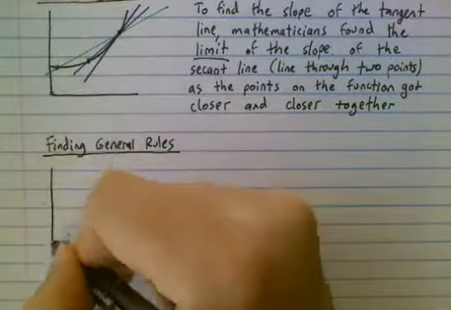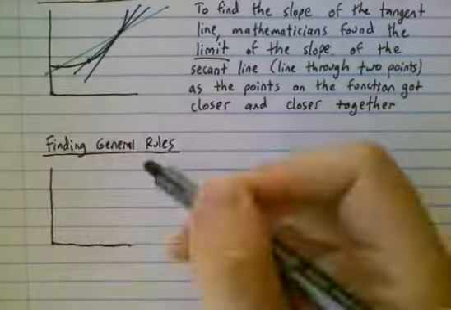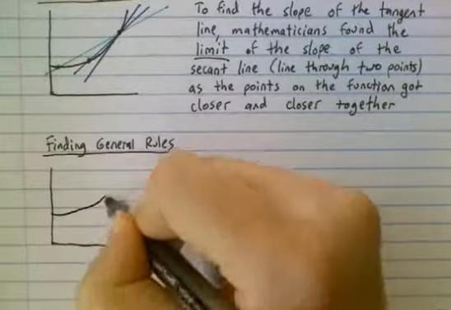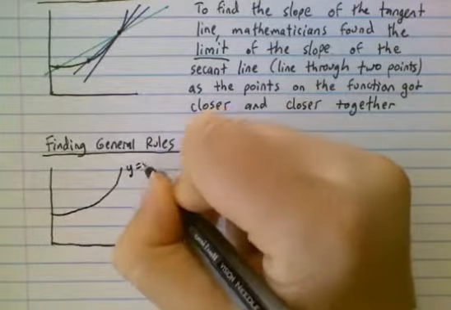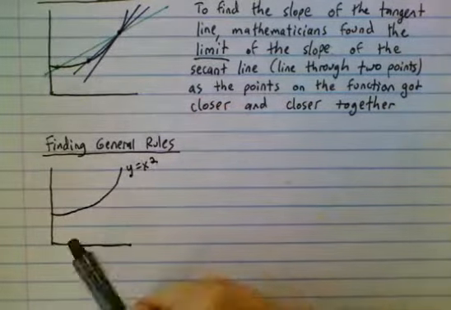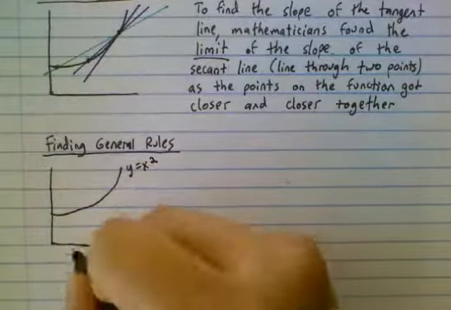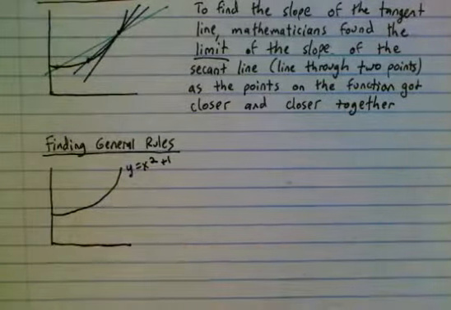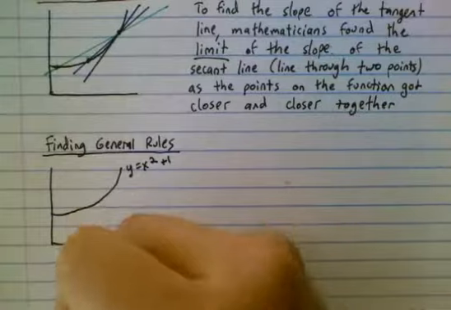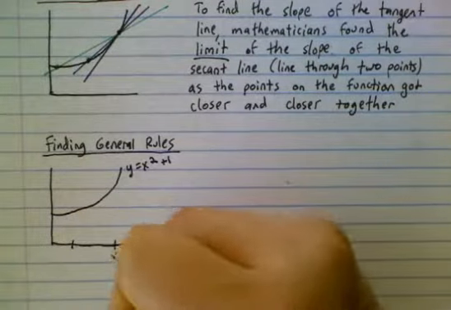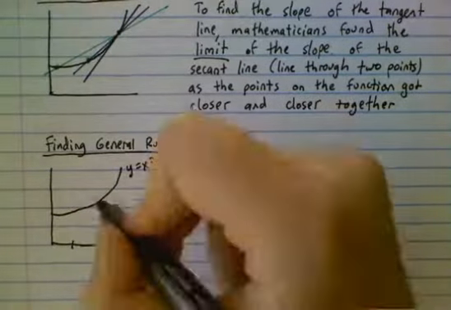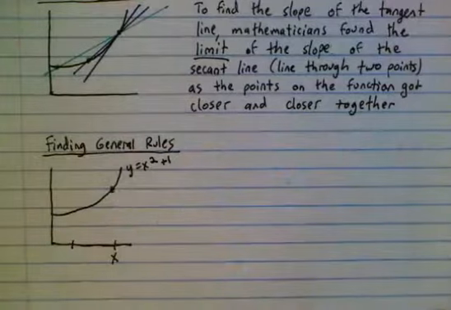So let's say that we have a function. Let's say this function is y equals x squared. It's actually y equals x squared plus 1, but that actually doesn't matter for now, so we'll just keep it simple. Actually, let's make it plus 1 just so you can see why it doesn't matter. Let's say there's some point x. We're going to try to find the slope of the tangent line at this point right here.